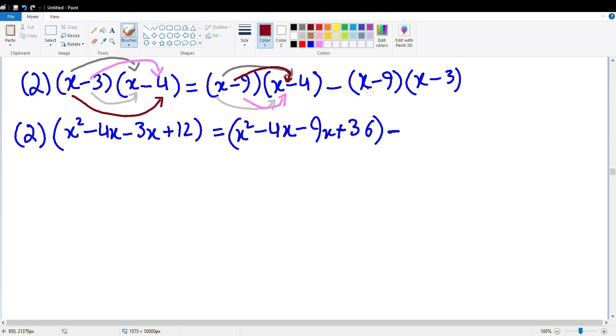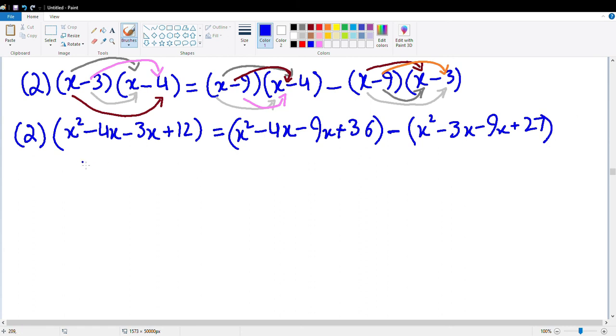And then again, the multiplication continues. So x into x will get x squared. And then x into minus 3 will get minus 3x. And then minus 9 into x, we'll get minus 9x. And then minus 9 into minus 3 we'll get plus 27. And let's just put brackets over there.